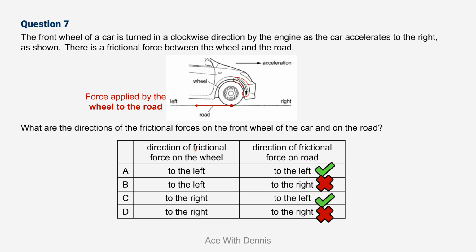Next, we talk about the direction of frictional force on the wheel. It will always be in the opposite direction to this force. So this is the frictional force applied by the road to the wheel. So from the options here, C and D are correct for the direction of the frictional force on the wheel, but not A and B. Hence, from here, option C, both of the directions here are correct. Hence, the answer is C.